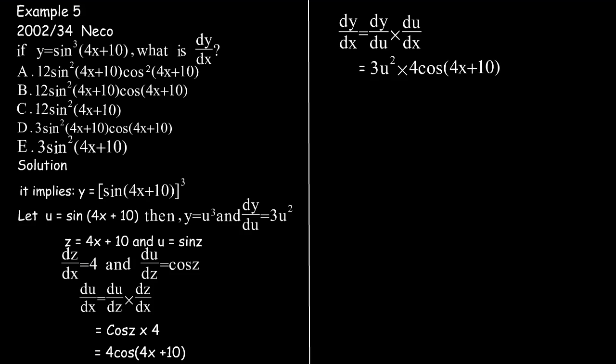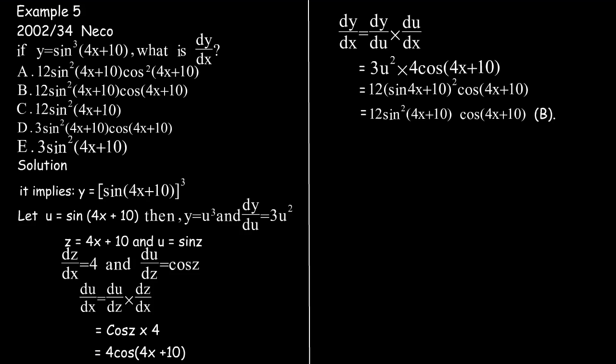At this point, we are going to be substituting for u, recalling that u is equal to sine in bracket 4s plus 10, and doing so, our equation becomes 12 in bracket sine 4s plus 10 in bracket, all squared, cos 4s plus 10 in bracket. Simplifying further, it becomes 12 sine squared in bracket 4s plus 10, cos in bracket 4s plus 10. Our correct option is B.